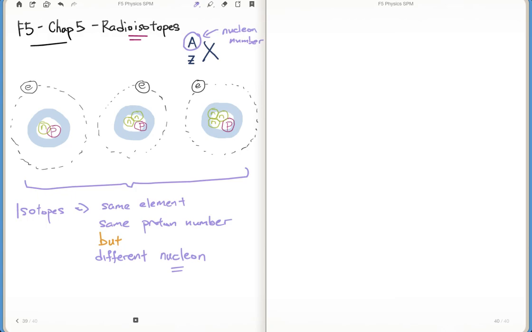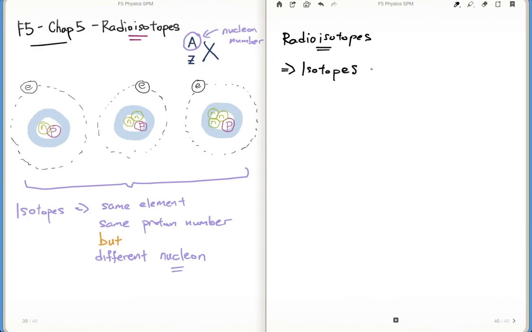So how about radioisotope? When we talk about radioisotope, it means some elements that have the same proton number but different neutron number. It's just that now this element tends to decay. So this is actually an isotope with unstable nuclei.